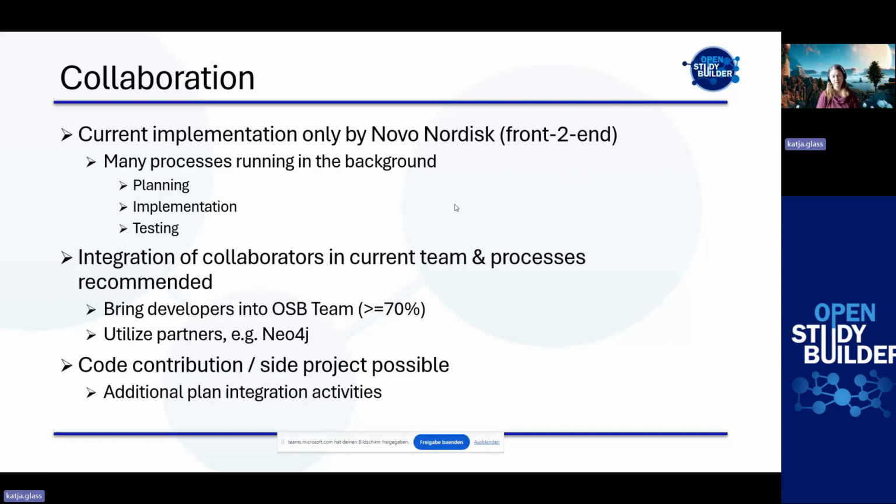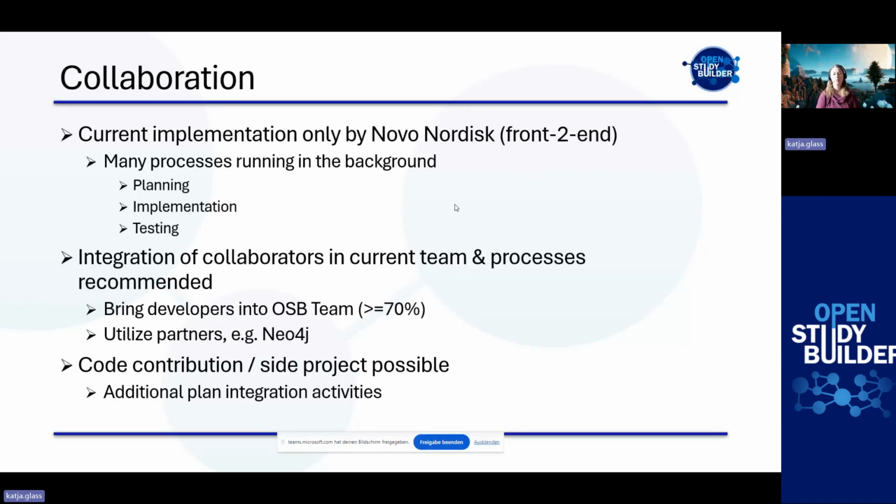You can also utilize partners. So for example, Neo4j is a strong partner for the OpenStudyBuilder team. But we also are working with many other external developers. So if you don't have your own developers, you can bring them into the team. You can also just utilize other partners.